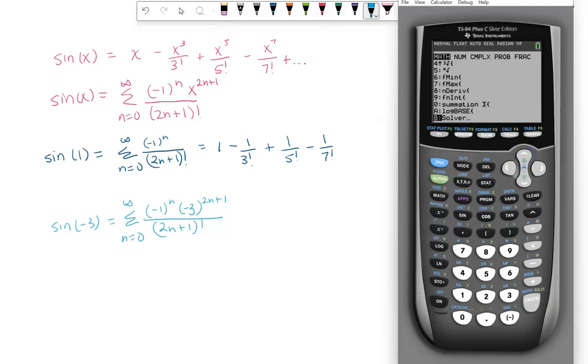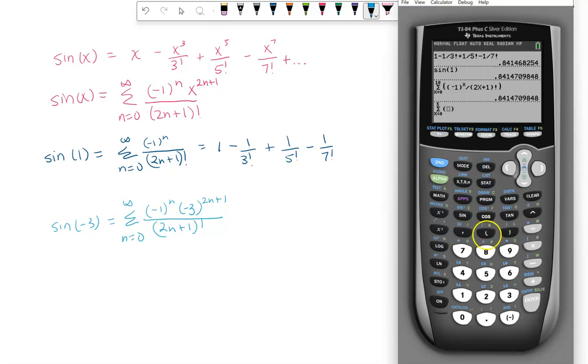So if I go to math summation, that's math 0, again, I want to start from x equals 0, and I can't go to infinity. That would be pretty cool. Let's say that we just do the first 6 terms, so from 0 to 5. That's 6 terms because x equals 0 is the first term there.